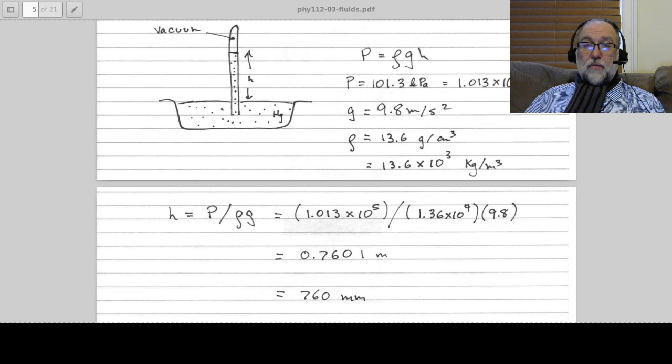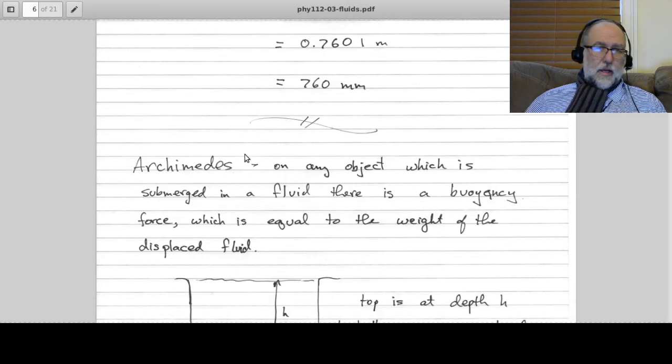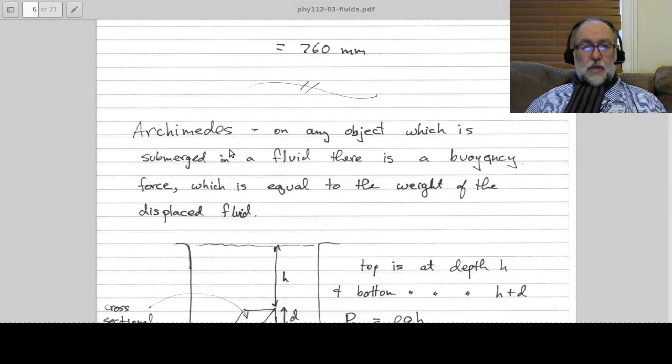Now, the 101.3, that's your average, but it can go up and down. And so all you have to do is put little markings on the side of your glass cylinder here. And as it goes up and down, you can say, okay, today the pressure is 761 millimeters of mercury, and maybe the next day it's 758 millimeters of mercury. You can see the fluctuation from day to day of atmospheric pressure. All right, there you go. So there's the story with pressure due to being submerged inside a fluid.